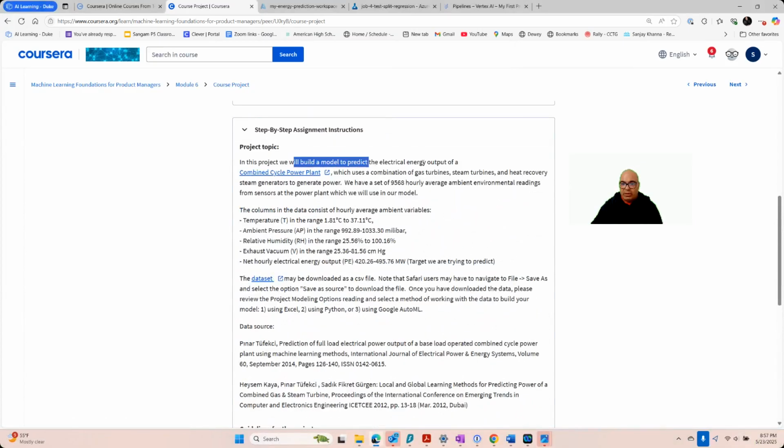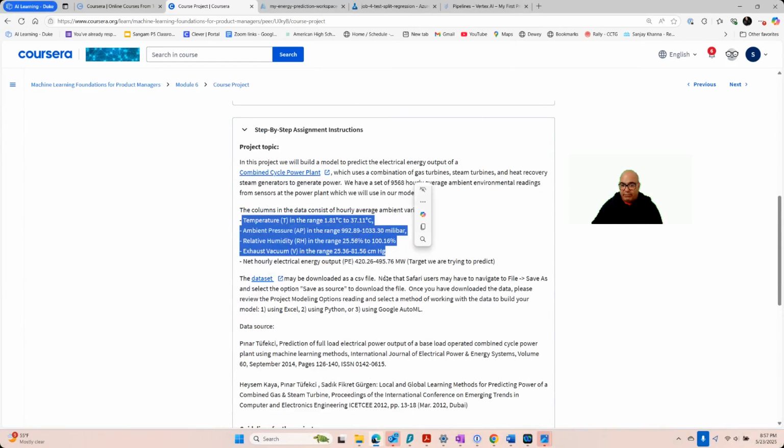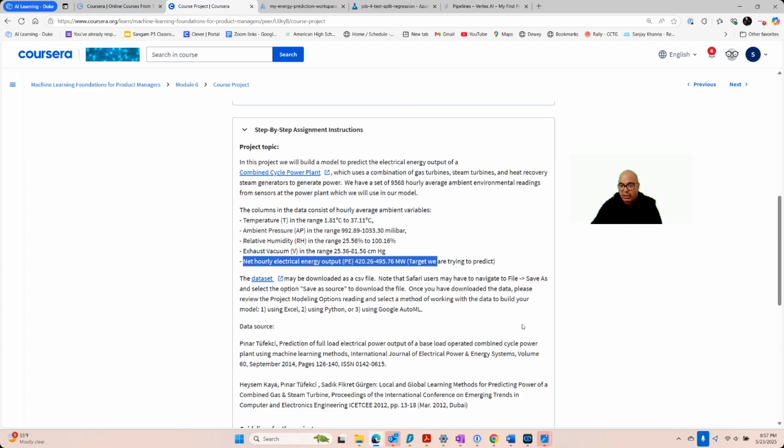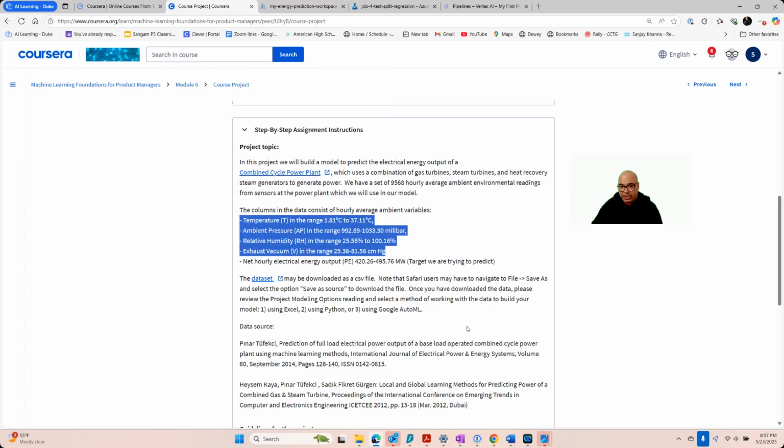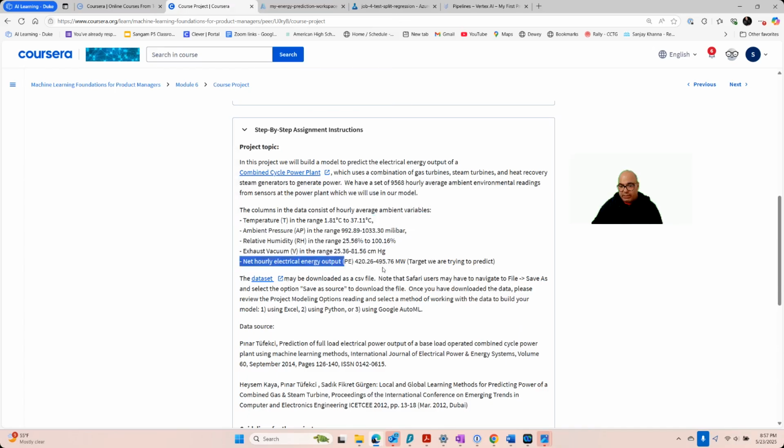This is where we have to build a model to predict the energy output of a combined cycle power plant. The data set for this is given. There are four features here that define the net electrical energy output, and that's what we're trying to predict. Once the model is ready, if these features change, what will be the impact on the energy, so that we can make the necessary arrangements in the energy plan.